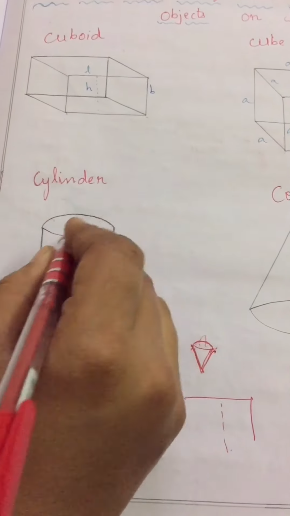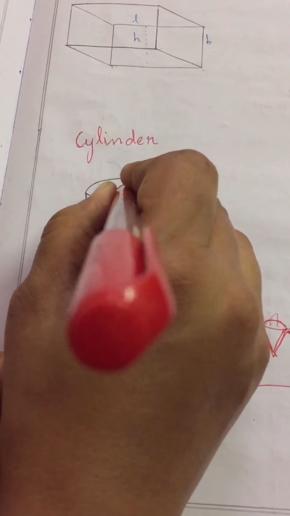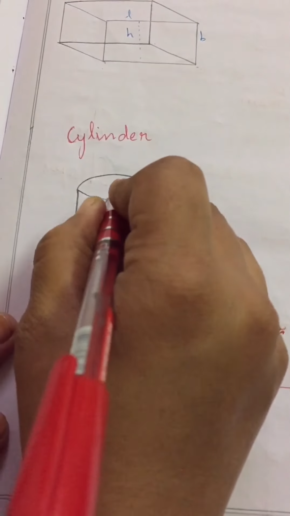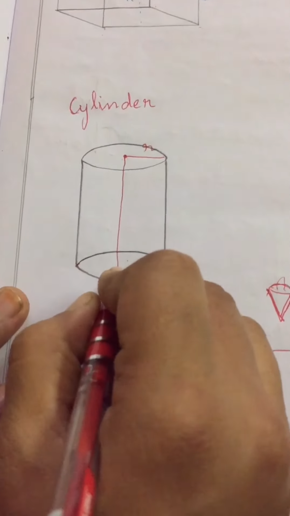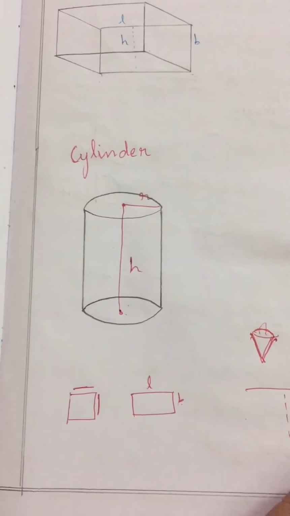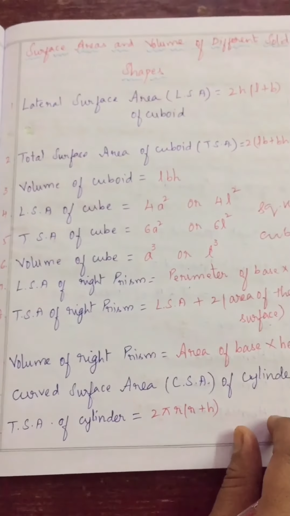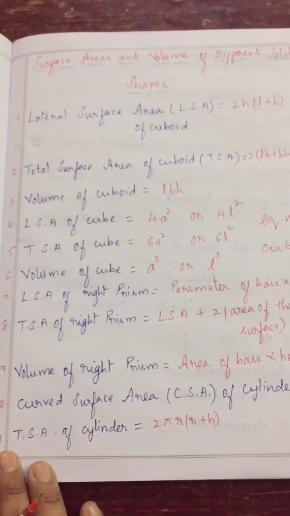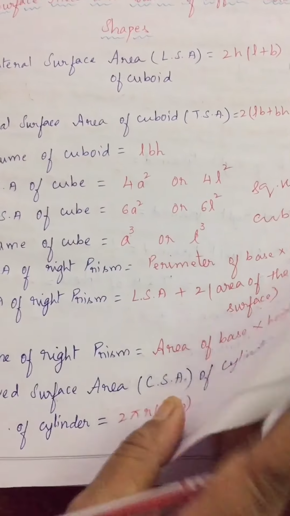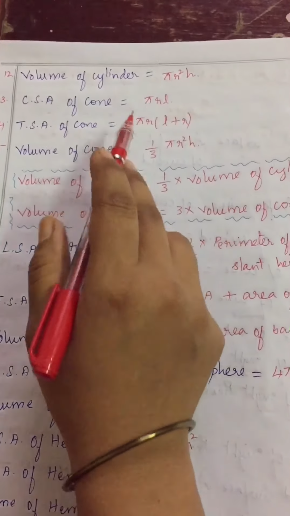See, these two are the circular shape. This is the center of that circular shape. So from center to this end part is nothing but radius, children. From this center to the down end center, this is nothing but height. Are you getting my point, children? So curved surface area of cylinder is 2 pi into r into h. Similarly, total surface area of cylinder is 2 pi r into r plus h. Next is volume of cylinder is pi r square into h.